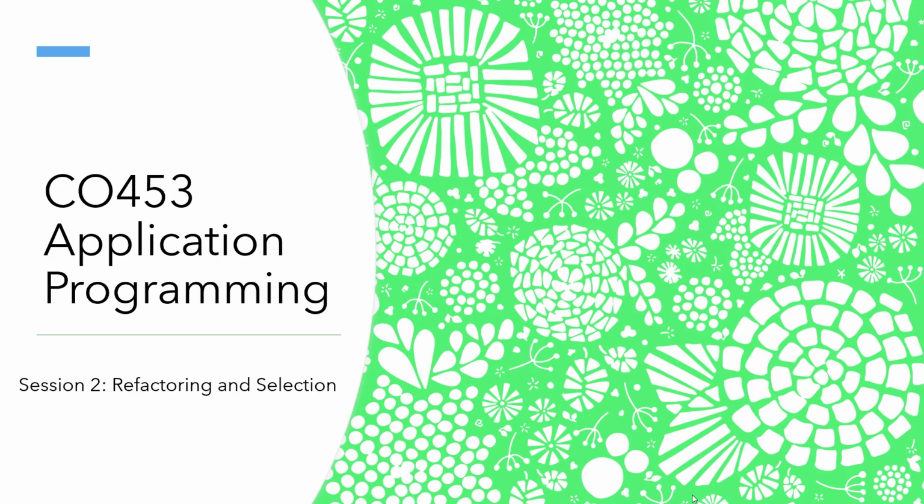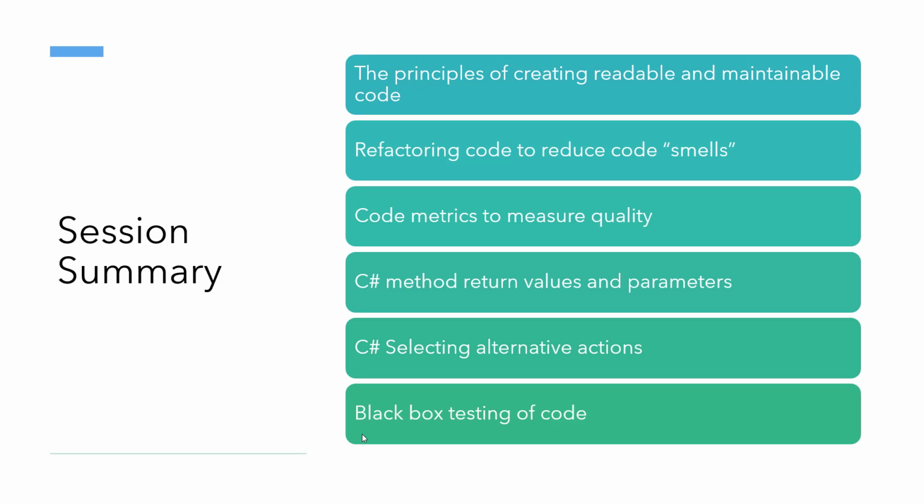In this second session, we're going to use selection in C# and we're going to be introduced into how to refactor our code. We're going to look at the principles for creating readable and maintainable clean code. As I say, we're going to refactor our code to reduce what are called code smells. We're then going to look at how we can measure the quality of our code.